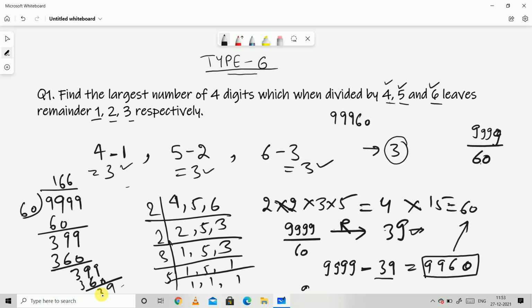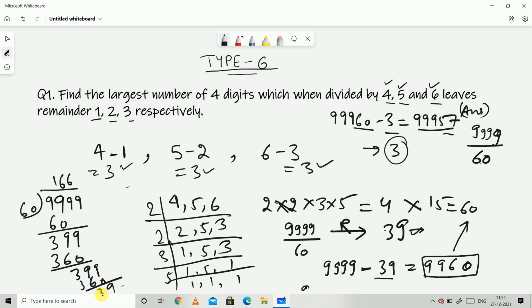So we will do minus 3 here and you will get 99957. Okay, so this is my answer. The only thing that we did different here is that you finally subtracted the common difference, which you will find by subtracting the respective remainders from the given numbers. At last you need to subtract that from the number that was completely divisible by the LCM. So you will get your answer.